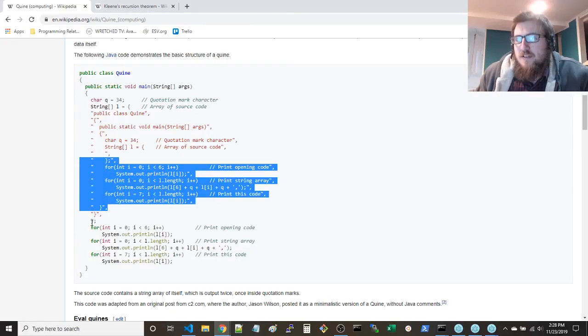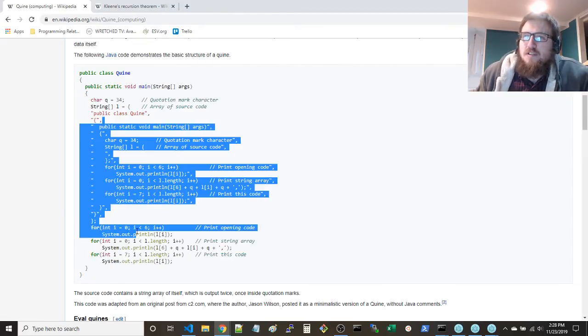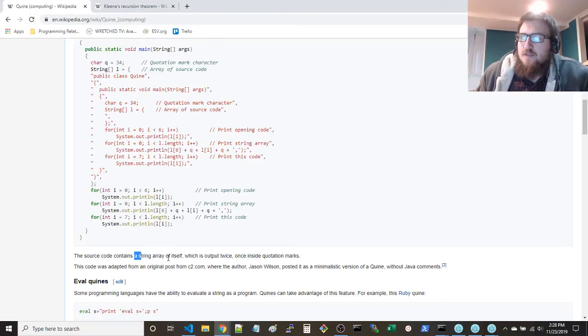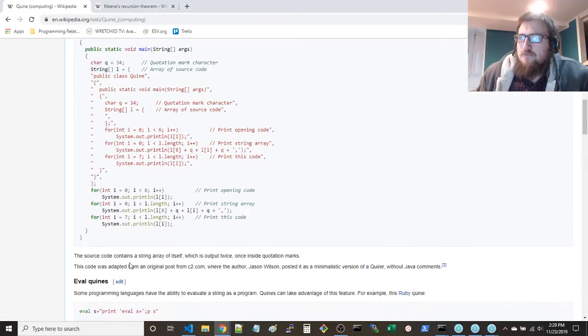This part comes next. And there's this extra piece in between, which I guess, I don't know why, I guess they just decided to put this extra string here. And then this is the rest of the program. Basic structure: source code contains a string array of itself, which is output twice, once inside quotation marks. This code was adapted from an original post from c2.com, where the author posted it as a minimalist version of a quine without Java comments.